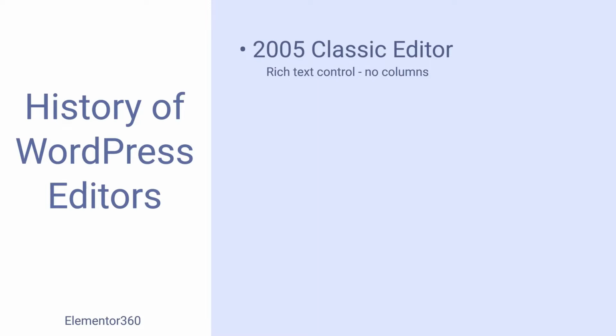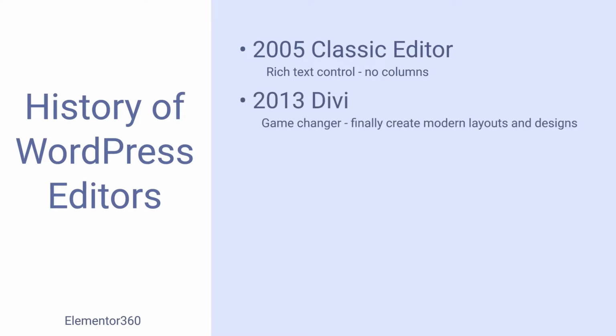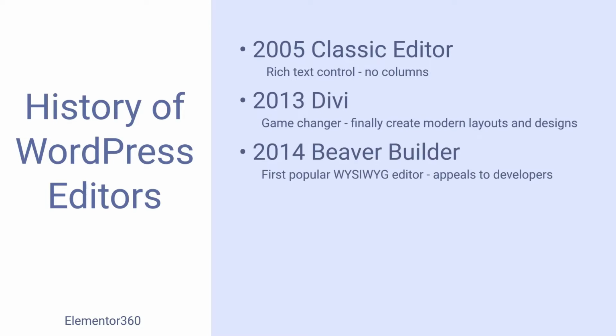This gave rise to two things. First, a lot of companies popped up offering hosted landing pages because it was difficult to build eye-catching sales pages in WordPress. And secondly, the limitations of the classic editor gave rise to page builders. Divi was released in 2013 and it was revolutionary. Beaver Builder launched the next year.